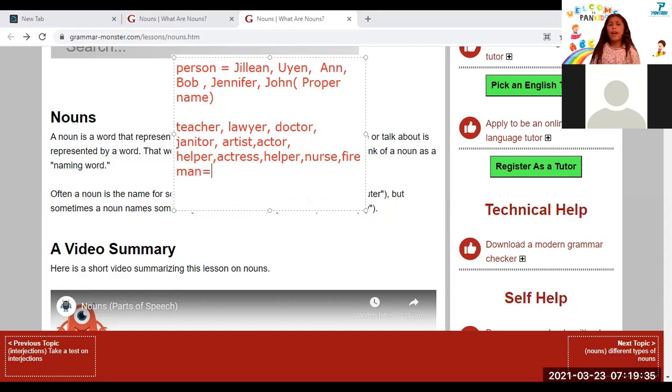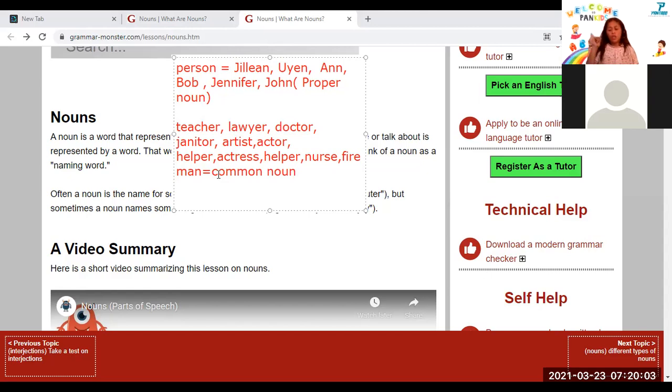But teacher, why is it a small letter, not a big letter? Look at this. Because it's not a name. Oh, very good. Because it's not a name. It's not a proper noun. This is a common noun.